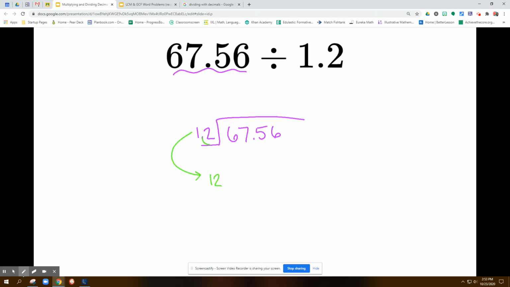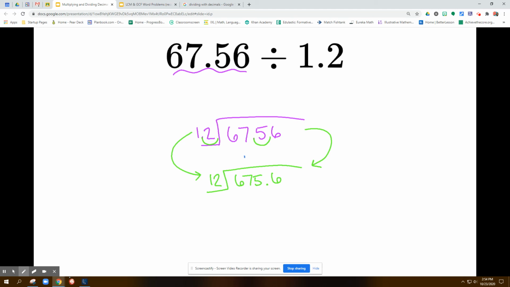And I did that by moving this decimal point over 1 spot. But whatever I do to the outside of my problem, I have to make sure to do to the inside. So I would also have to move this decimal point over 1 spot. So now I have 675.6 divided by 12, but that gives me a whole number to work with as my divisor.